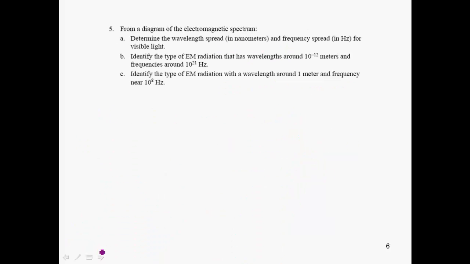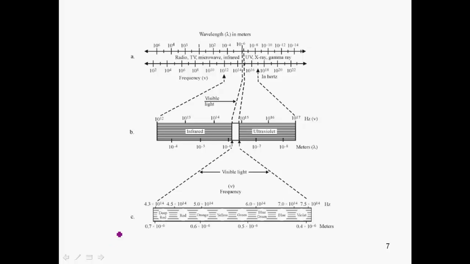Question 5. From the diagram of the electromagnetic spectrum, determine the wavelength spread in nanometers and frequency spread in hertz for visible light. Okay? So I have this on the next page. I'm going to go back and forth between these two pages. So let's do the wavelength first. So the wavelength, here's the visible light, which has been extracted from the big graph up on the top. So the wavelength is down here.